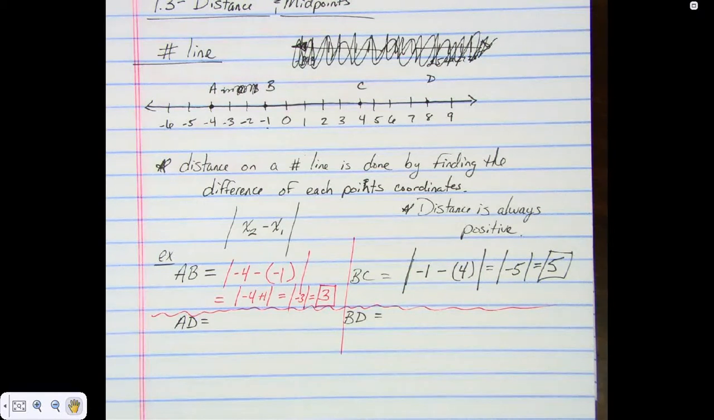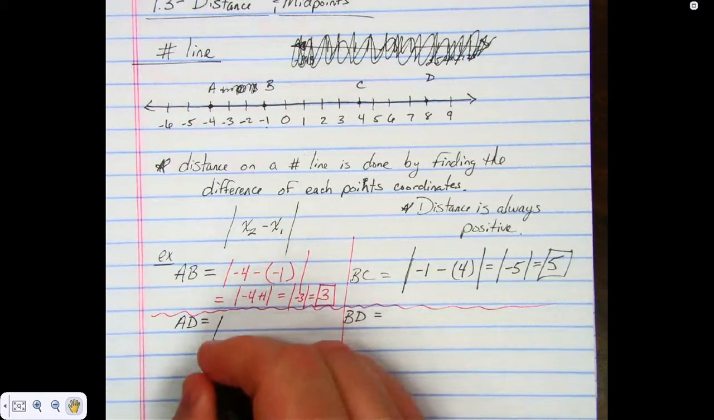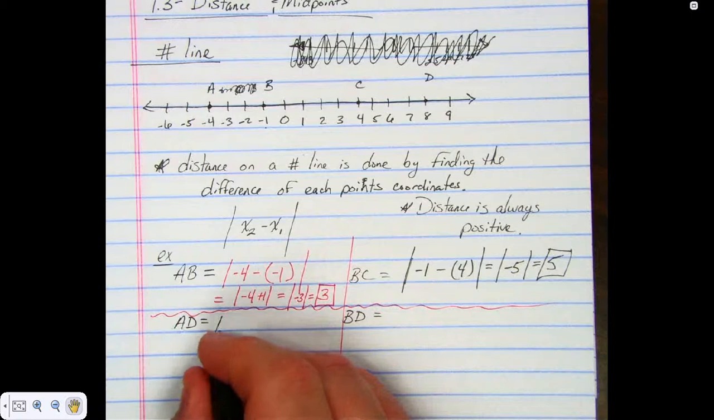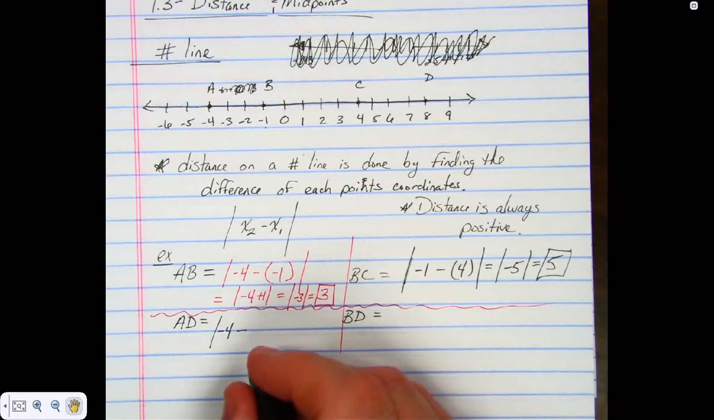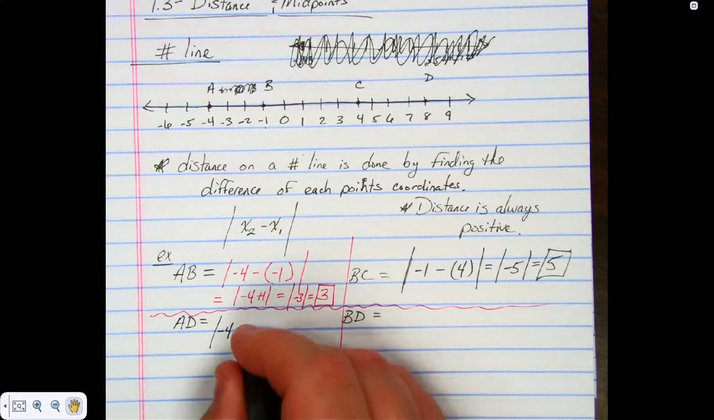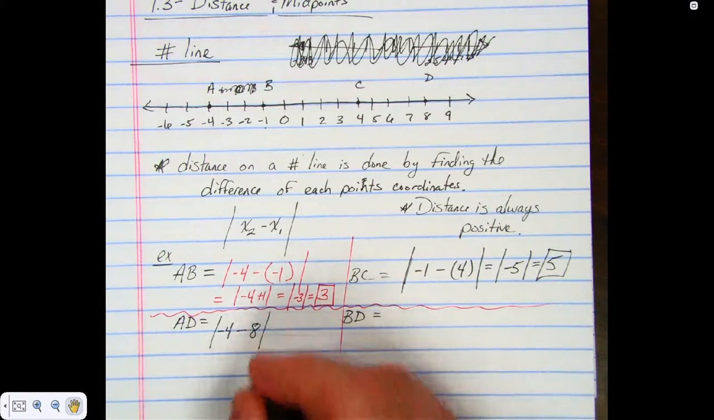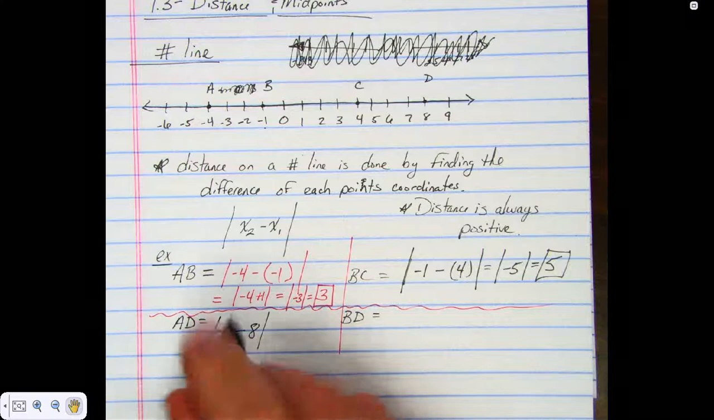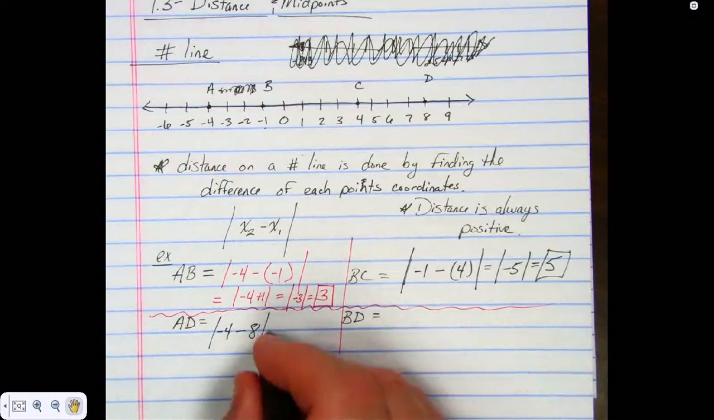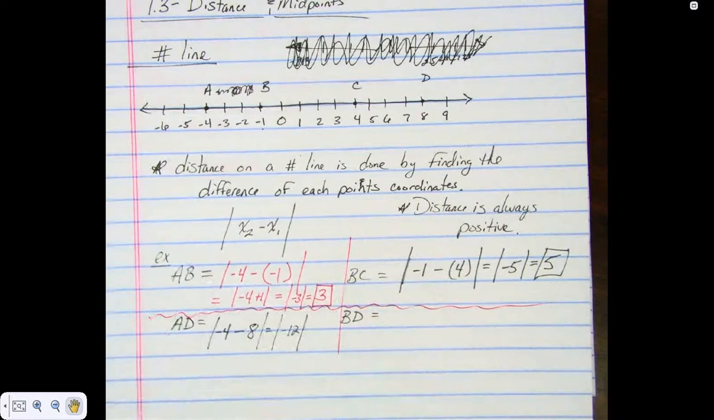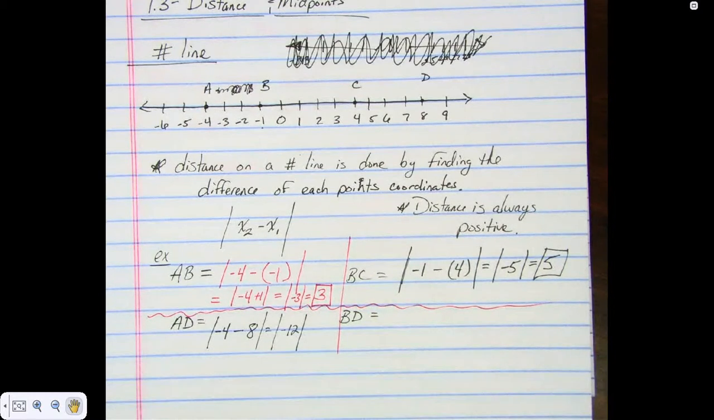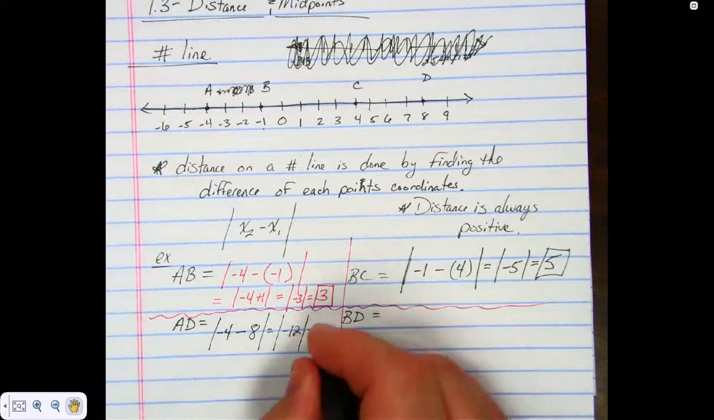Okay, there's nothing wrong with it. AD, the coordinates of A, -4, minus the coordinates of D. Coordinates of D is 8. I'm okay not putting it in parentheses as long as you'll write that other negative and realize two negatives make a positive. So you get the absolute value of a negative what? 12. Is 12.